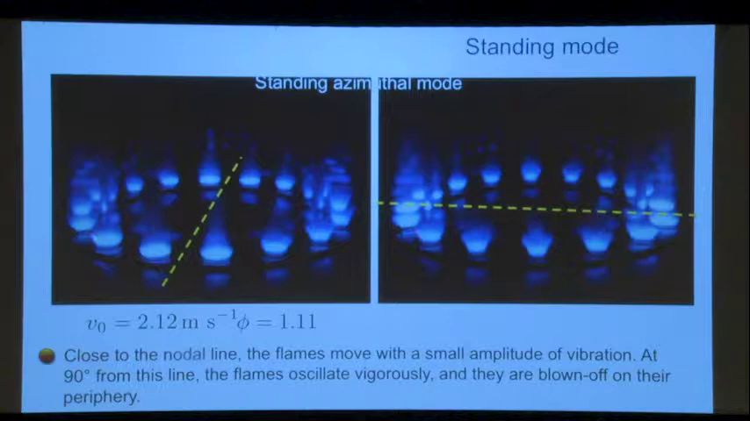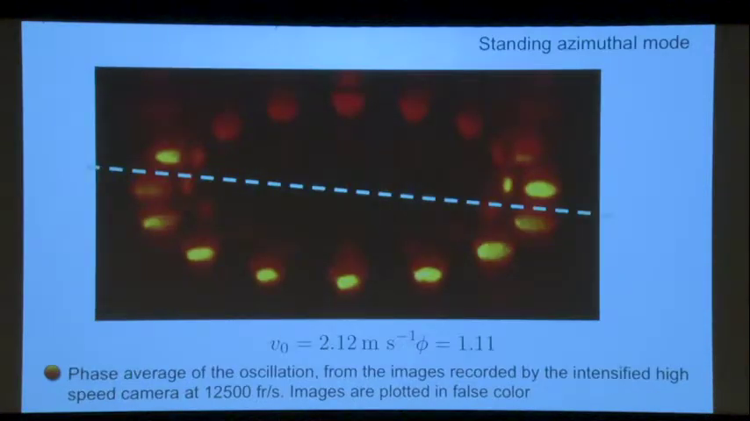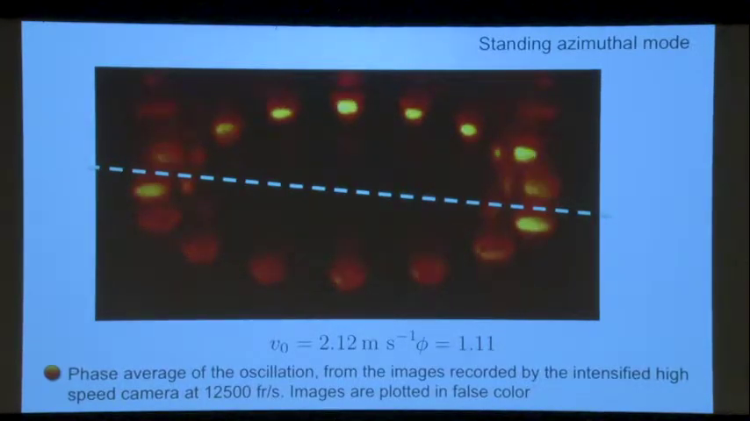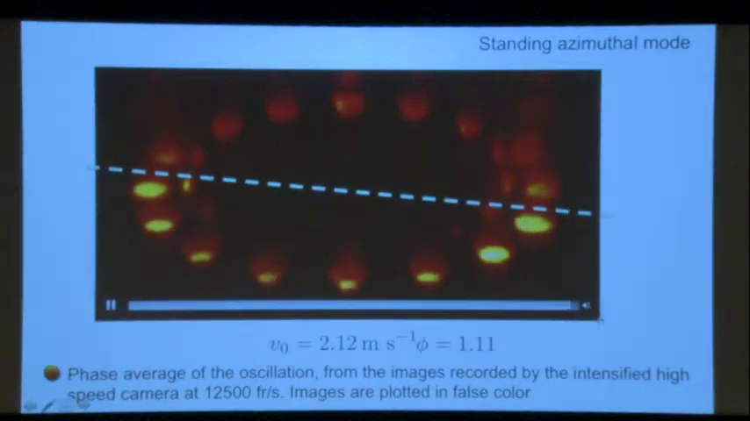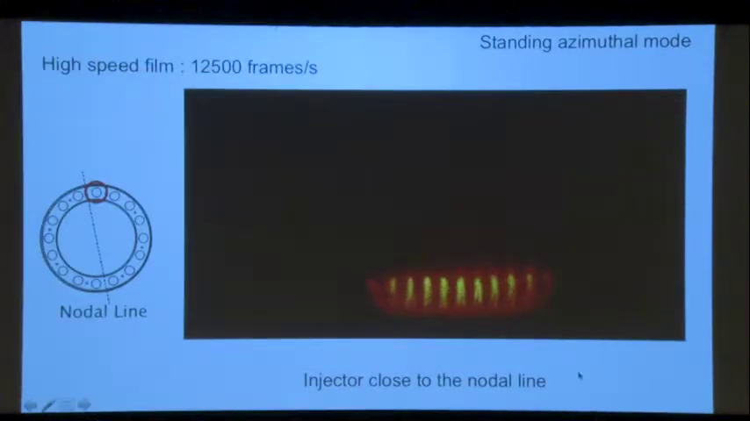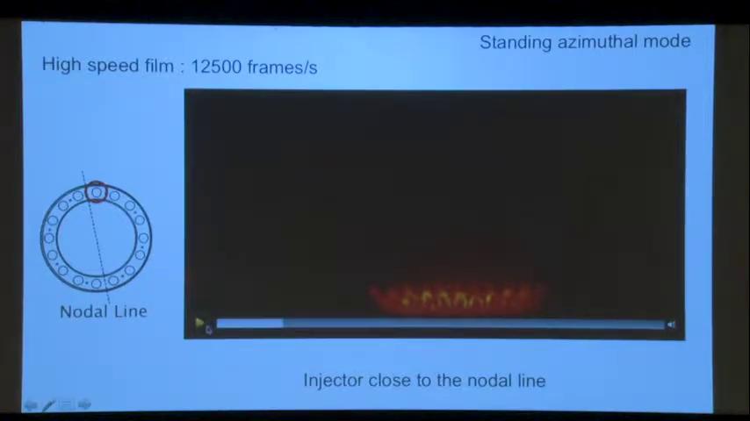Now, let's see how it goes. So again, what you see here is this standing mode and the nodal line. And let's examine now the situation for a given injector. So this is an injector close to the nodal line. You see the injector is not far from the nodal line. And we can see that in what happens here.